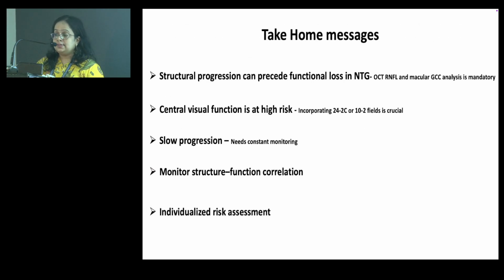So the take-home messages are: especially in normal tension glaucoma, structural progression can precede functional loss. Central visual function is at high risk, so whenever possible, incorporate 24-2 with 10-2 or 24-2C. Slow progression means it needs constant monitoring. It should have more structure-function correlation also, and the patient should have an individualized risk assessment.